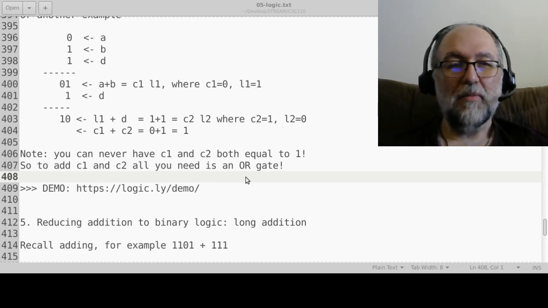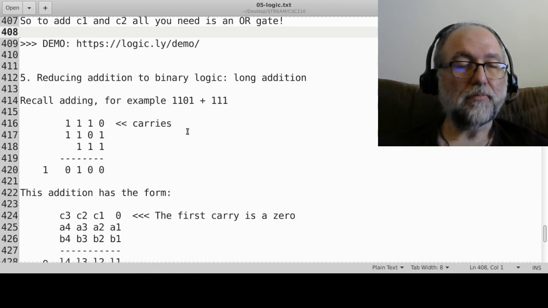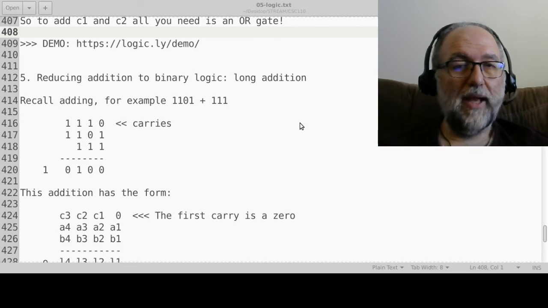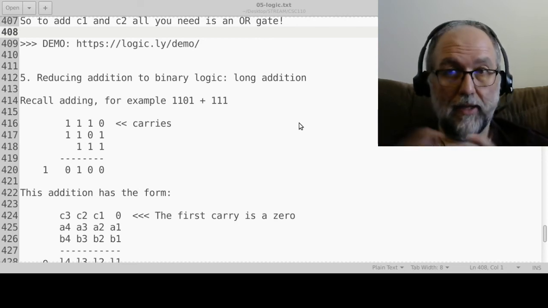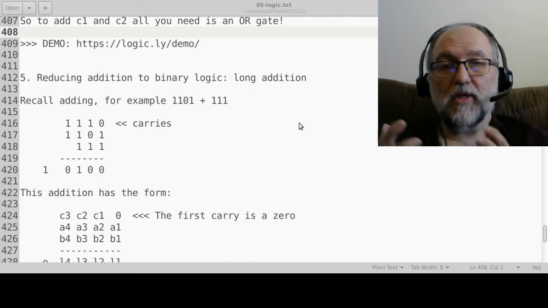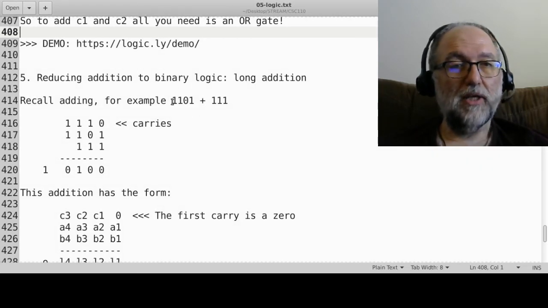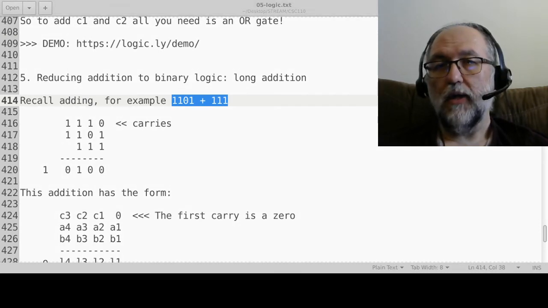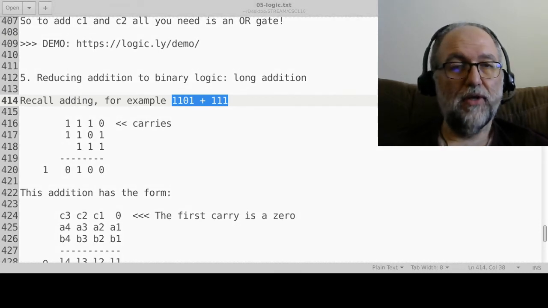We're almost done, because the last thing we're going to do is long division. And let me remind you how I did long division. Suppose I gave you an example, like in your previous assignment from last week. Suppose I said, I want you to do 1101 plus 111. Do that binary addition.